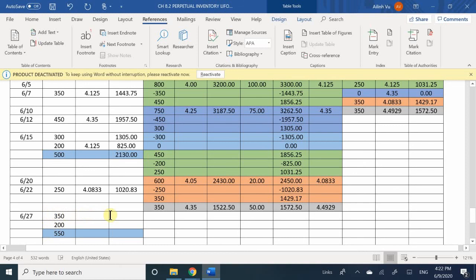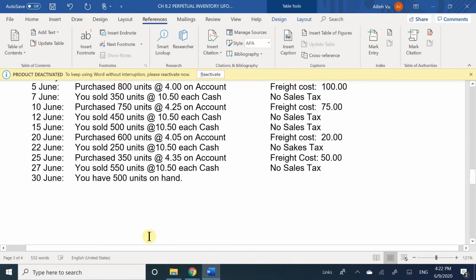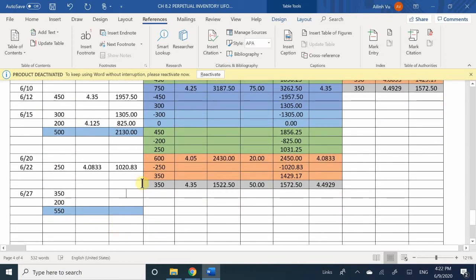So where are we taking this 350 from? Let me make sure that was correct. Did we purchase 350? Yes, we did. Okay. So 350. Which batch are we taking from? Pick a color. It's the gray batch. That's correct because that's the last thing that we put in. So those are out first. We're going to zero that out.